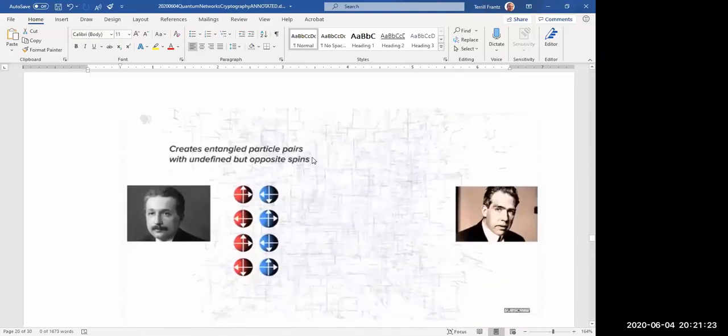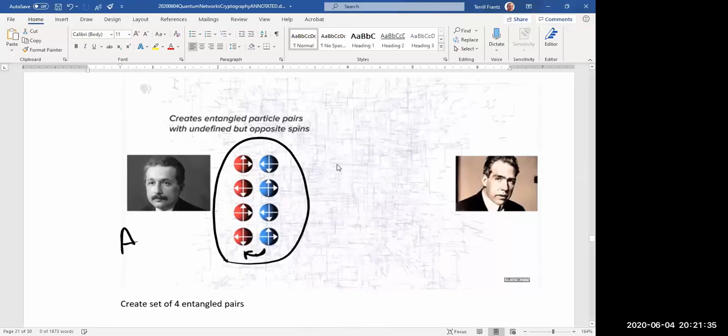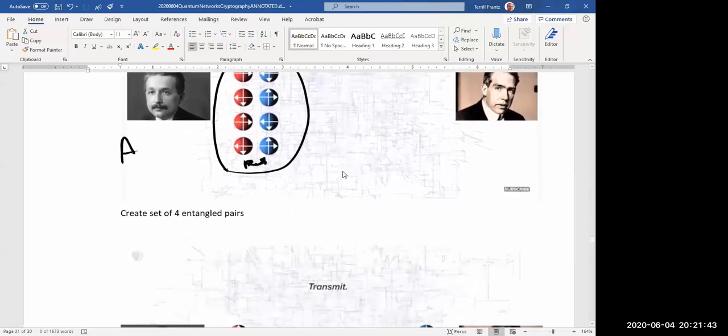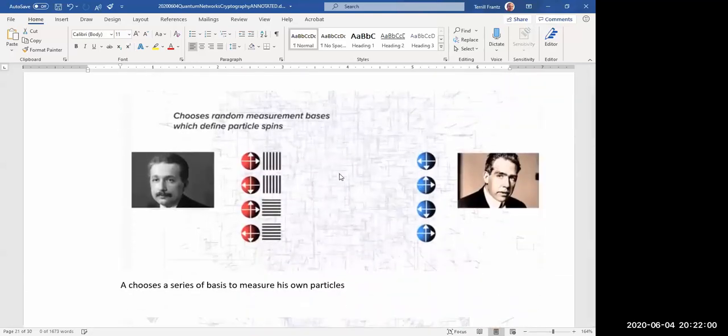Well, let me go through the technique then quickly, and then we'll end here in a few minutes. So essentially, A creates some entangled pairs. That means that these electrons are correlated. Each pair is correlated with one another. A sends over the second of each pair over to B. And then A chooses a series of bases in which to measure the particles. So filters, or bases more particularly, because when they're talking about spins, this is electron spins.